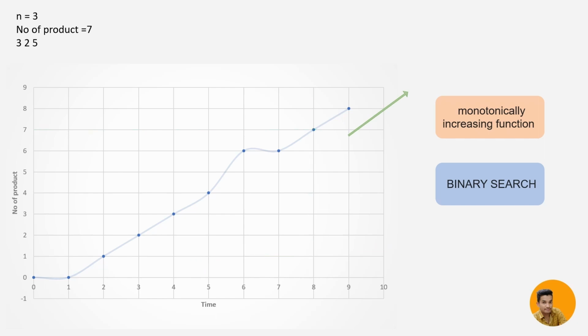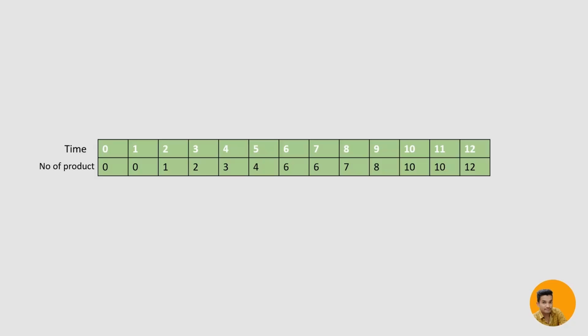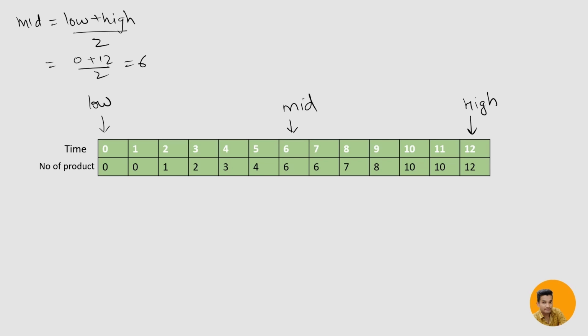And let's now see how we can implement this binary search. If you remember binary search, we have low, we have high, and we have the mid with us. So what is mid? Mid is (low plus high) by 2. So in this case, it would be (0 plus 12) by 2. This would be 6. So mid would point over here. Now the time pointed to by mid is 6.